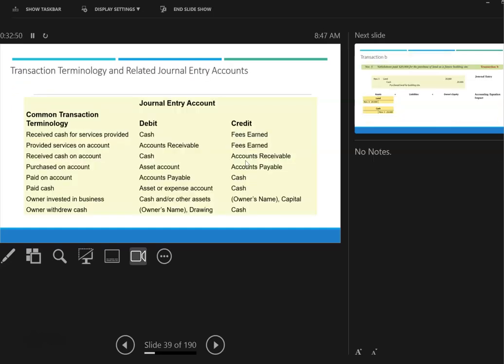Now, terminology. When we receive cash for services provided, that means the company is getting cash because we provided a service to them. Does it make sense that cash increases and that a revenue account would increase? And when an asset increases, we debit it. When revenues increase, we credit them. Remember that DEALOR, D-E-A-L-O-R? I'm going to put that up here.